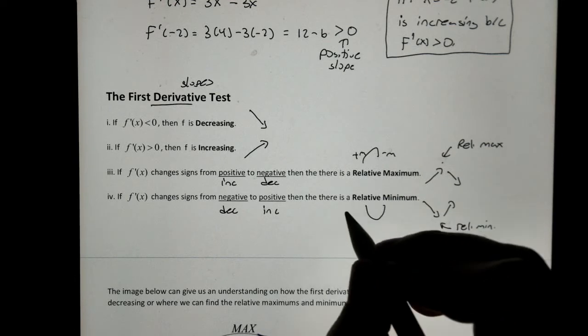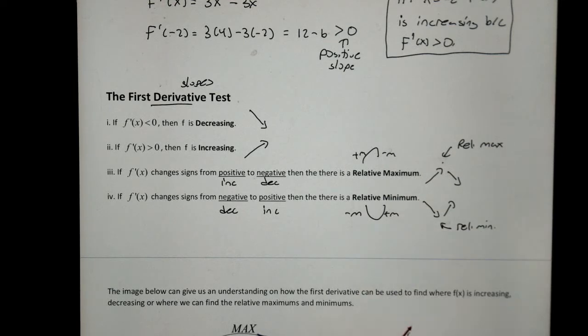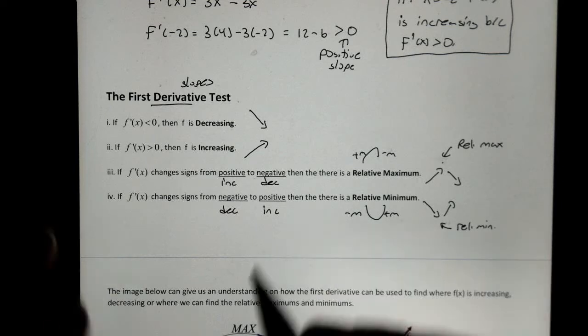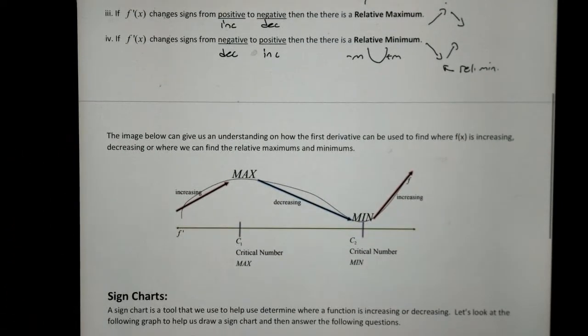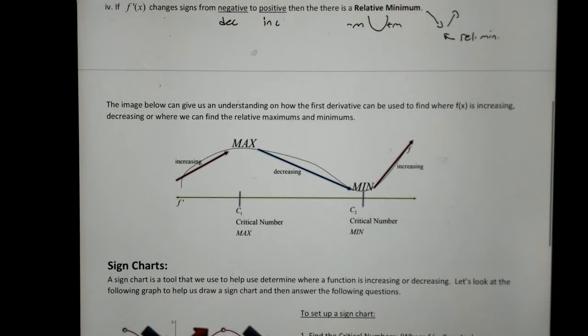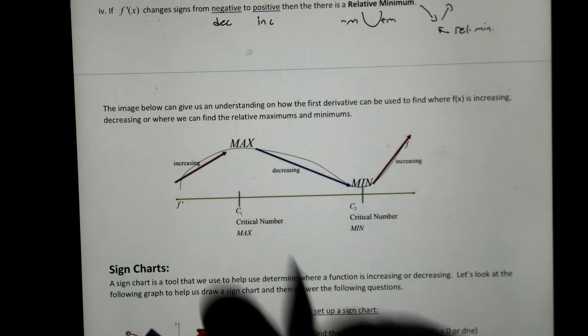For a minimum, we go from a negative slope to a positive slope. And that's how we define these. So let's look at the graph below to get us a better idea. This image will give us an idea.